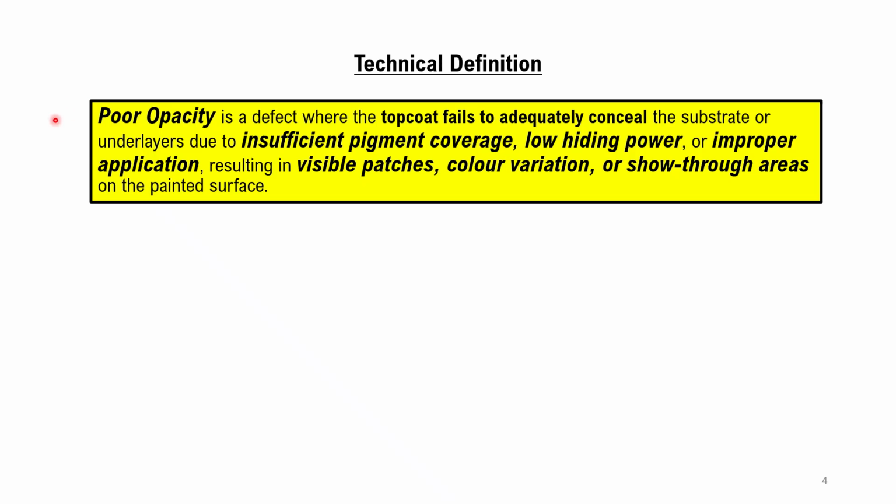It can be technically defined as a defect where the top coat fails to adequately conceal the substrate or under layers due to insufficient pigment coverage, low hiding power, or improper application, resulting in visible patches, color variation, or show-through areas on the painted surface.